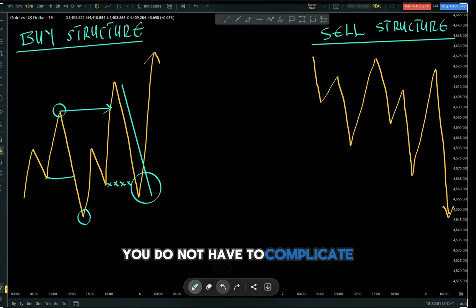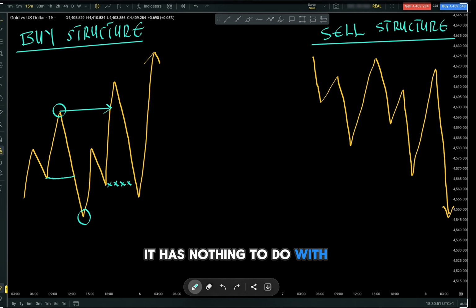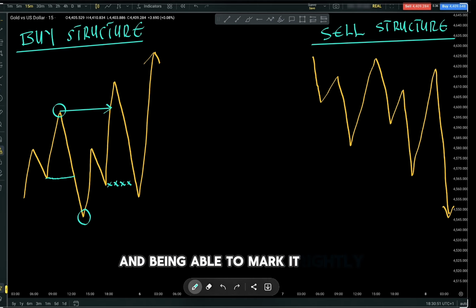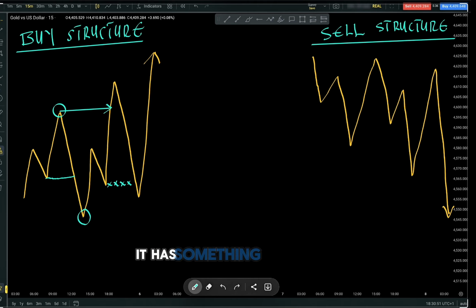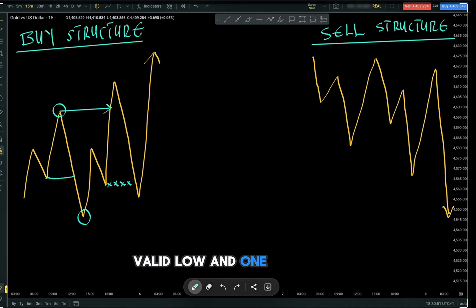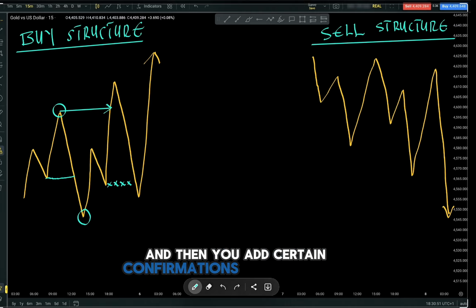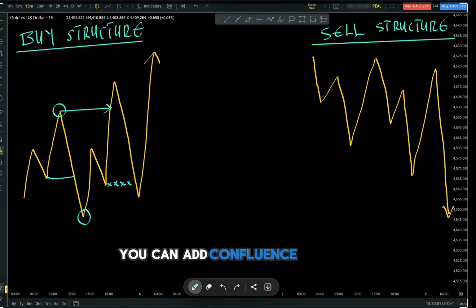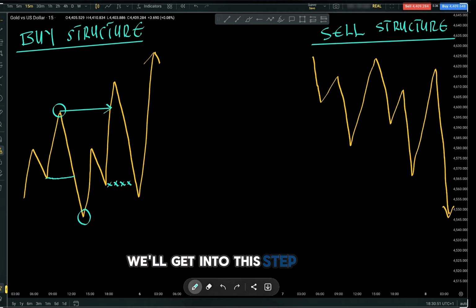You do not have to complicate this. It has nothing to do with marking the whole structure and being able to mark it rightly. No, it has something to do with being able to just mark one valid low and one valid high and then identify your liquidity. All you have to do is wait for market to come to that particular position, and then you add certain confirmations and you take it. You can add confluences too and take it. We'll get into this step by step. This is it for the buy case scenario.